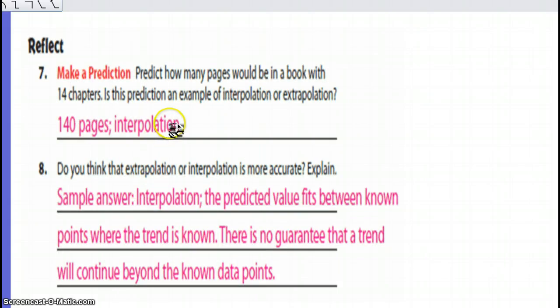So then we say, since we were able to do that from the trend line that you see, it's interpolation. That's all that means. Nothing really difficult at all.